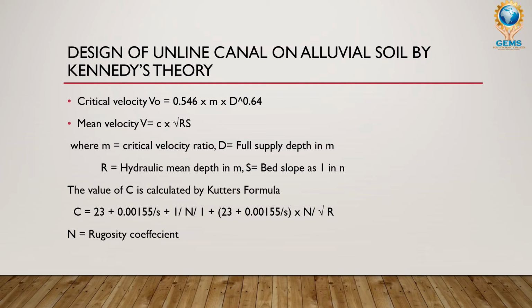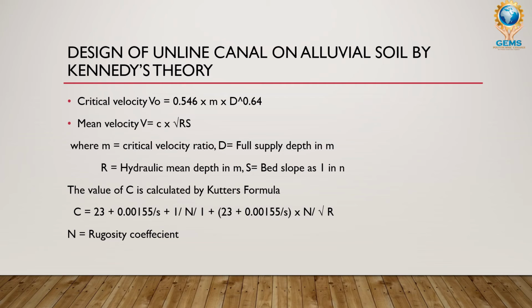Then mean velocity V is equal to C into root RS. Actually this is like Chezy's formula. This is the mean velocity. Then m is the critical velocity ratio, D is the full supply depth in meter, R is the hydraulic mean depth, S is the bed slope, that is 1 in n.